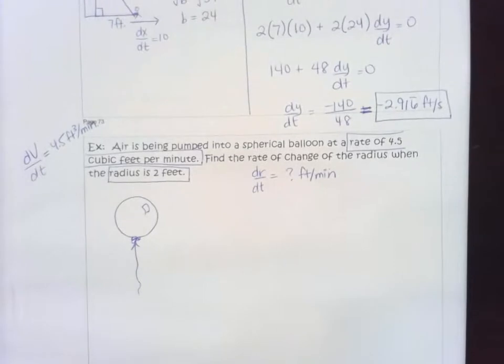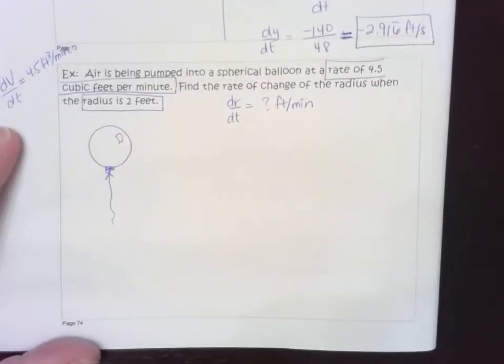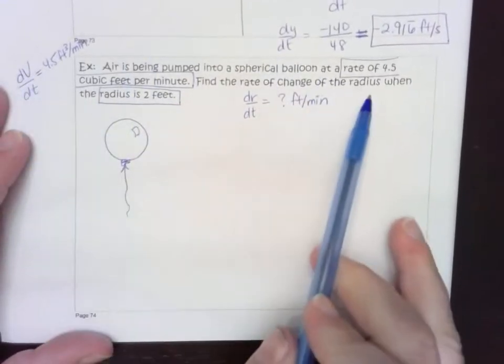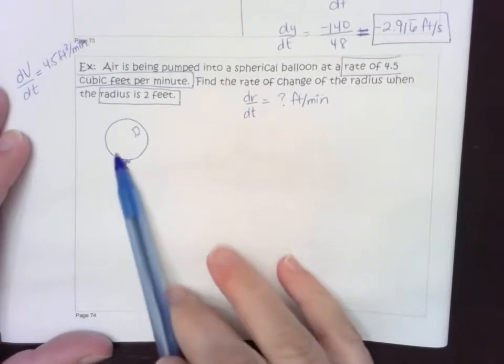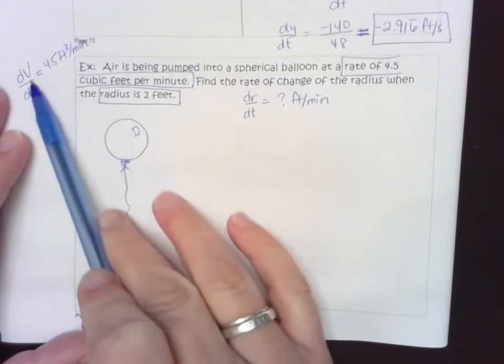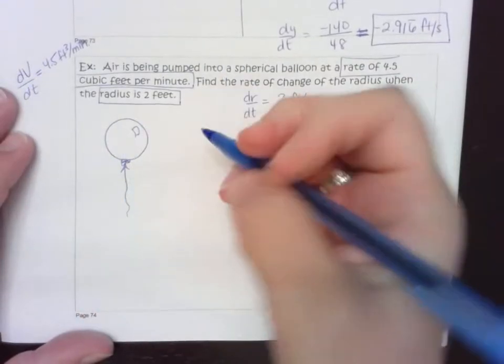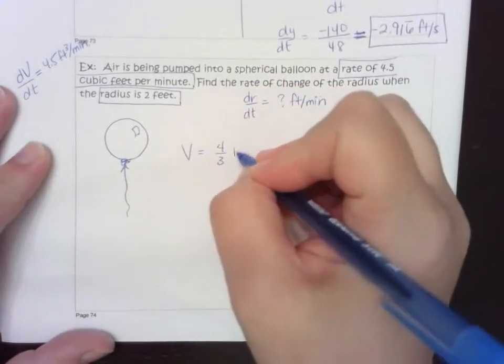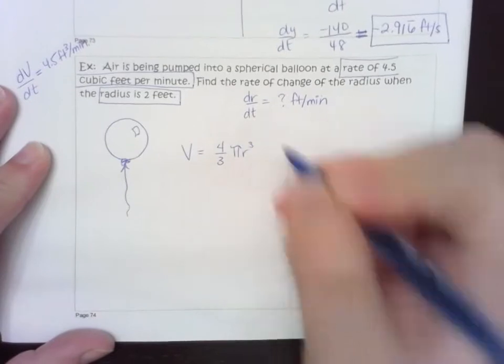So what equation do I need for this problem? If you want to know the equation, think about what you have. We have volume and radius, and we have a sphere. So I want the volume of a sphere. The volume of a sphere is 4/3 pi r cubed.